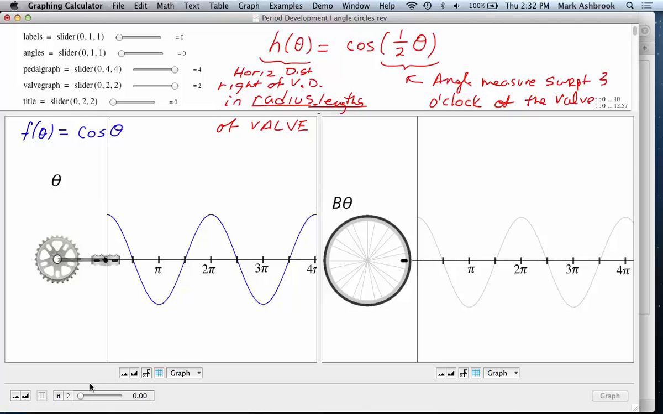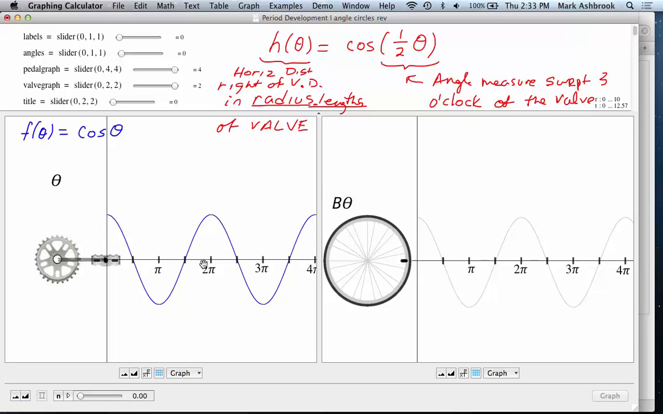Who's up? Diana. So what do you predict for the H function, which is measuring the horizontal distance of the tire valve? What's that? It'll only go up to pi. So you're saying it'll do a full cycle when we get to pi? Half a cycle at pi? So what's our interval of input that gives a full cycle for the pedal? When we rotate the pedal all the way around, what interval of angle is that? What is it? 2 pi.